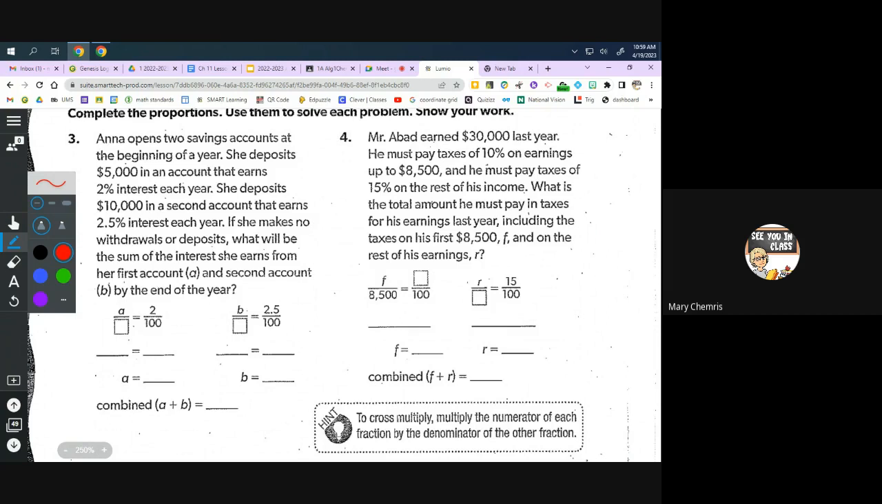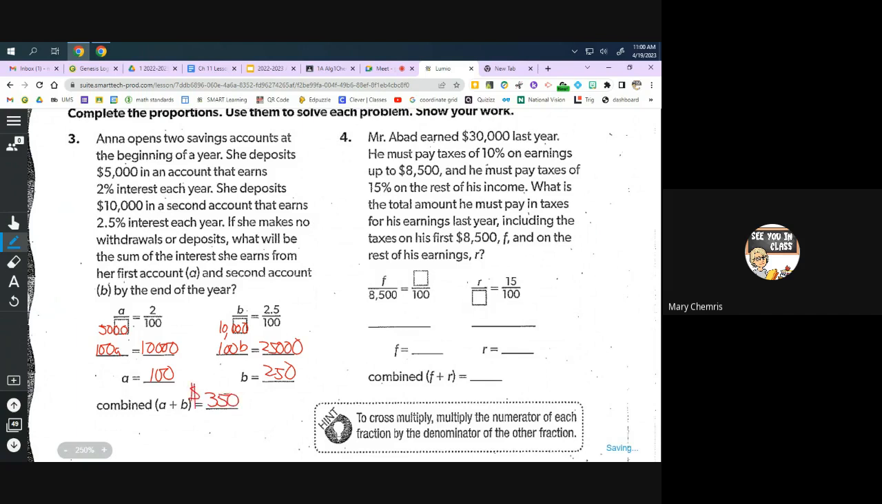So here, we're going to put 5,000 because she earns 2% of 5,000. She earns 2.5% of 10,000. So here I say 100A equals 10,000 and A equals 100. And here I say 100B equals 25,000 and B equals 250. And then I just combine 250 plus 100 and the answer is 350. So I guess that wasn't that complicated.